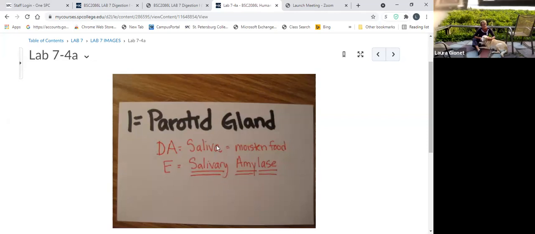So saliva acts as a digestive aid because it moistens food, helps you swallow. And within saliva, we have the enzyme salivary amylase. And salivary amylase begins carbohydrate digestion. But we'll get into more of that later.